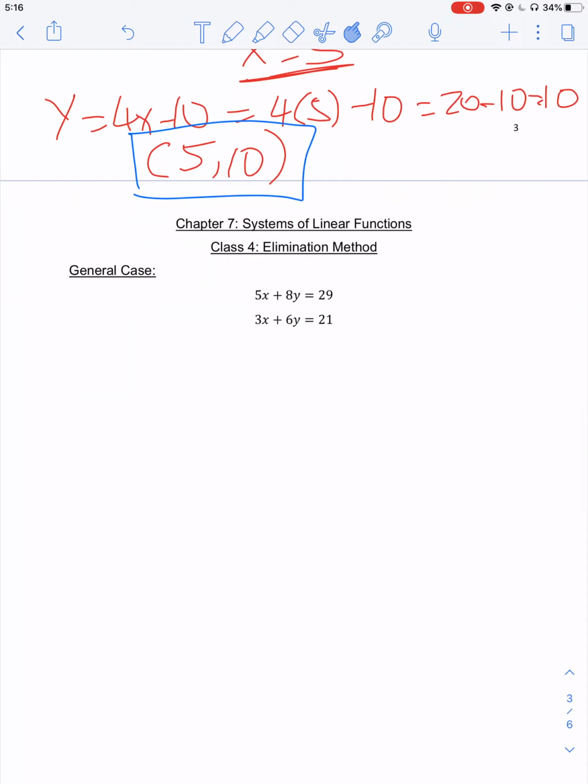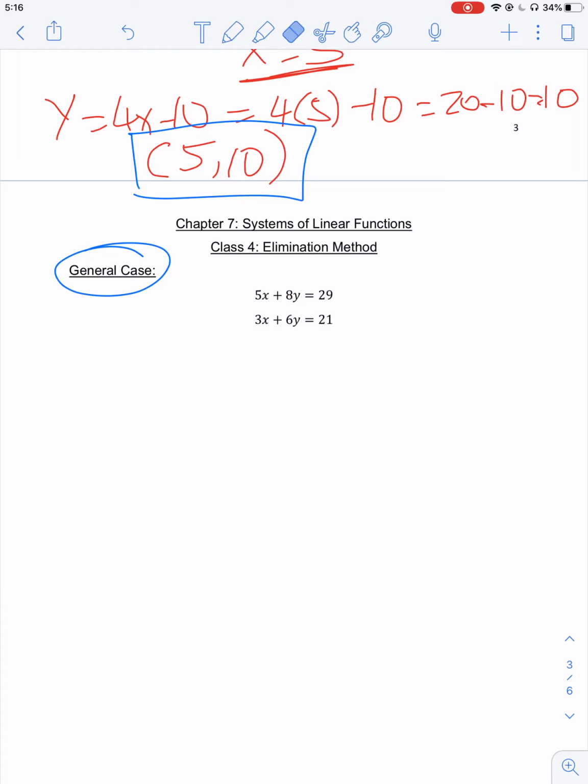Now, this is the general case. The general case is when it's difficult to multiply one of the equations by something to get to the other equation. Because if I multiply the 3, I'm going to get 6 and then 9, right? I'm not going to get 5. And it's the same thing over here with the 8 and the 6. If I multiply 6 by 2, I'm going to get 12, 18, 24. I'm not going to get 8. Okay, so this one's tricky.